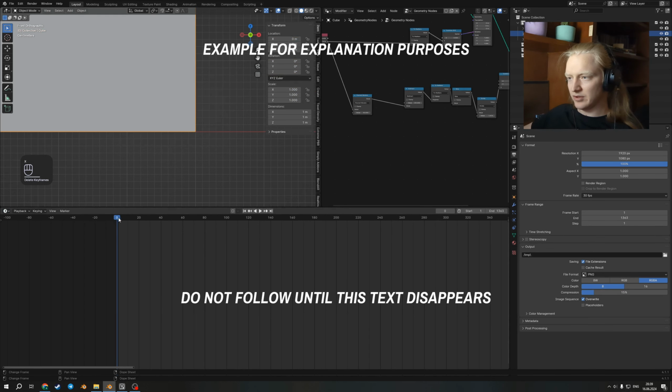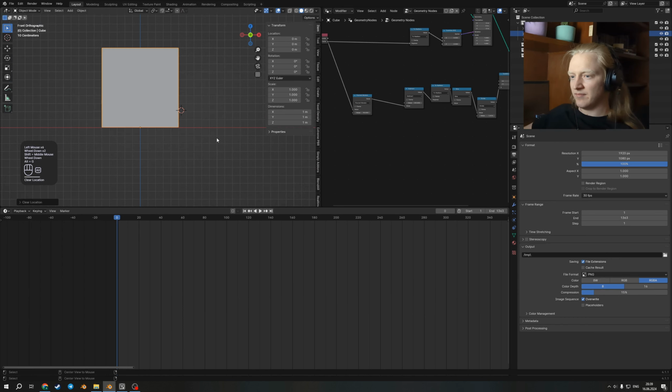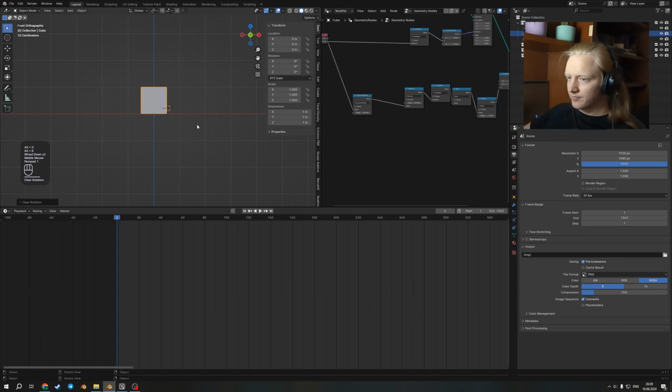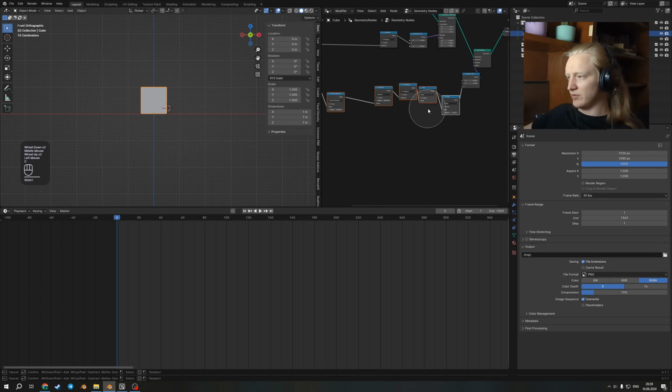So let's go back to frame 0 and delete. Make sure to go to frame 0 and make sure the rotation now is at 0, dimensions are 1, scale is 1, and location is 0. So what do we do? We go into math. Let's adjust it a bit, just so it looks better.